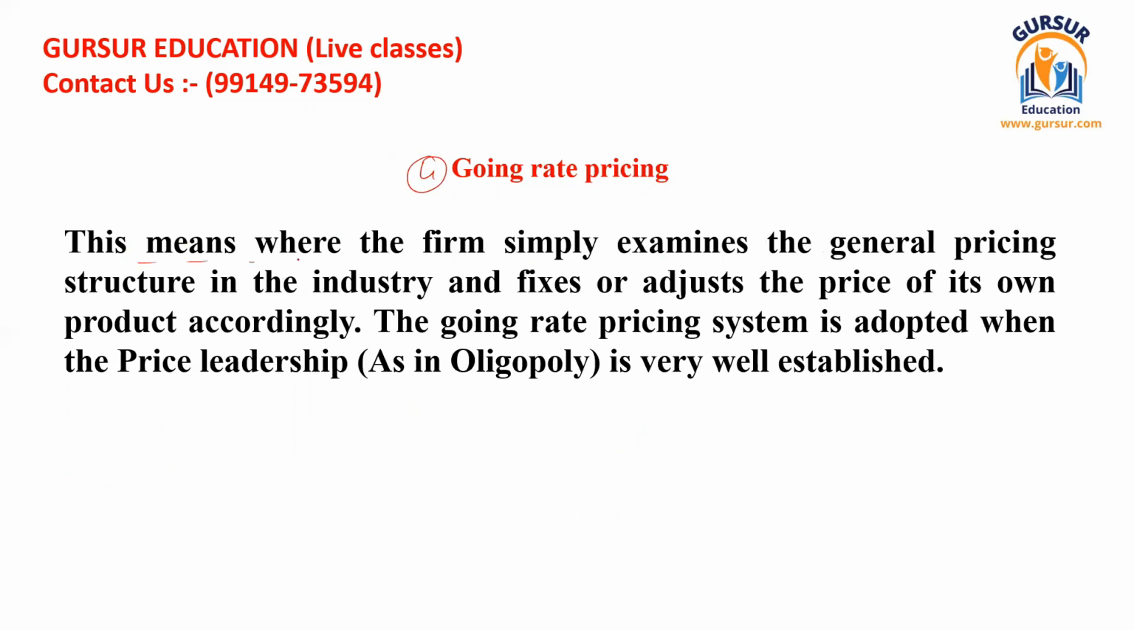Going rate pricing means the firm simply examines the general pricing structure in the industry. Whenever a firm newly enters the market, it sees the structure of the industry, and after examining that, it gets to know at how much price their products can be sold. Whatever the going general prices are in the industry, they fix or adjust the prices of their own product accordingly. It is adopted when price leadership is well established, and basically it happens in the case of oligopoly structure, which we have already discussed previously. So that was the fourth case of pricing strategy.